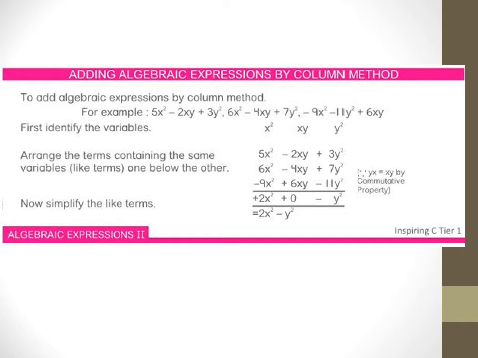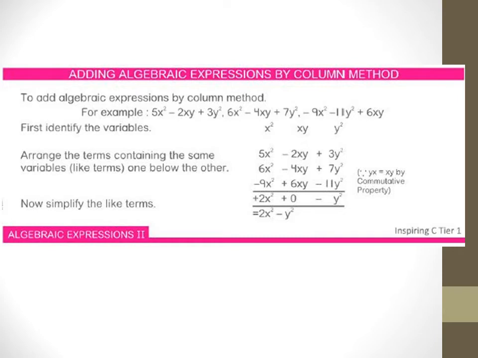So in the column method, see, in the y square part, 3 plus 7 gives you 10. 10 minus 11 gives you minus 1. So that part will be minus y square. Then in the xy part, minus 2 minus 4 gives you minus 6. Minus 6 plus 6 gives you 0. So it will be 0xy. That means it will be 0. In the x square part, 5x square plus 6x square will be 11x square. 11x square minus 9x square will be 2x square. So our final answer will be 2x square minus y square.